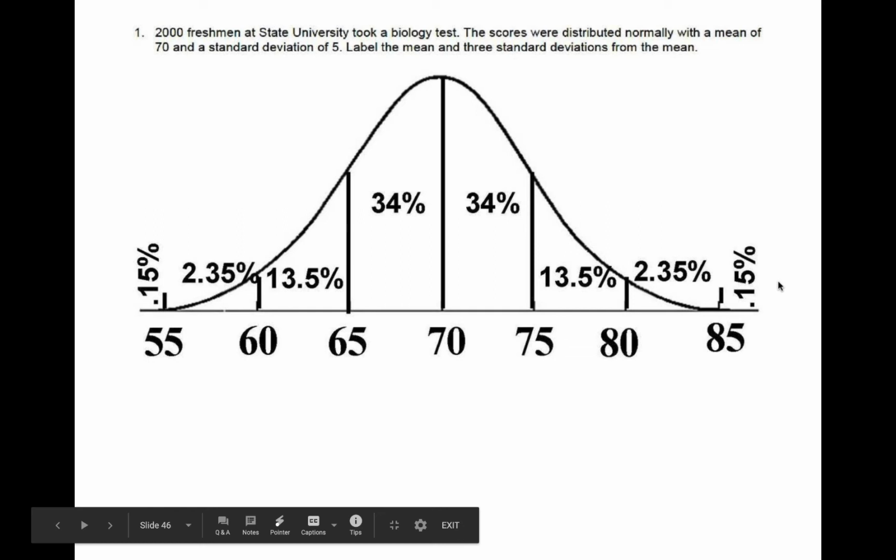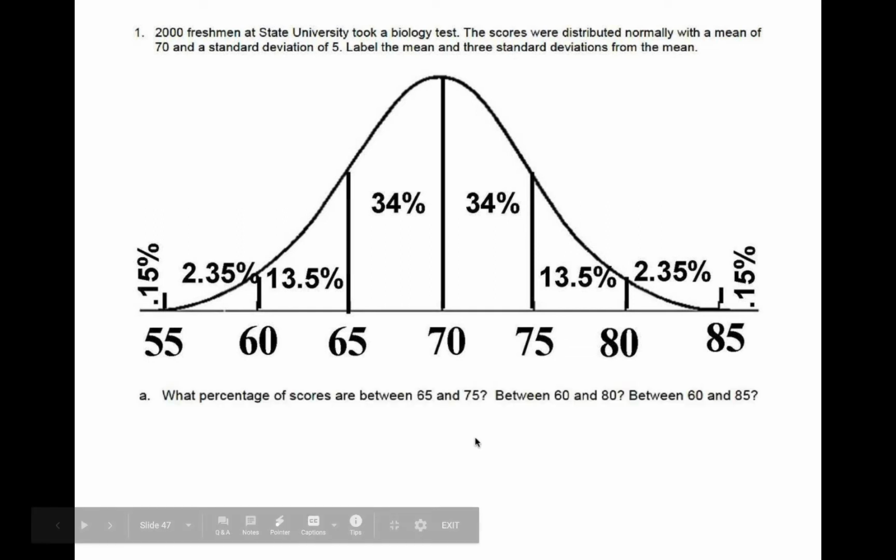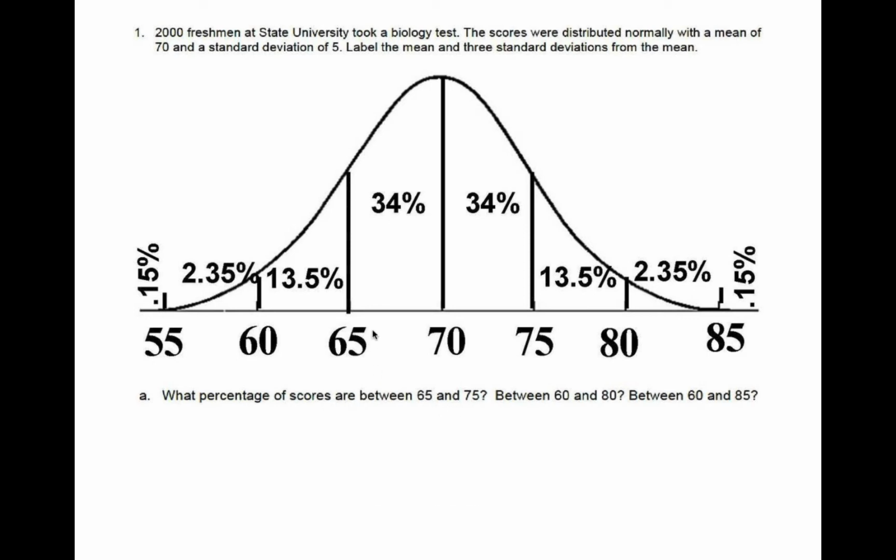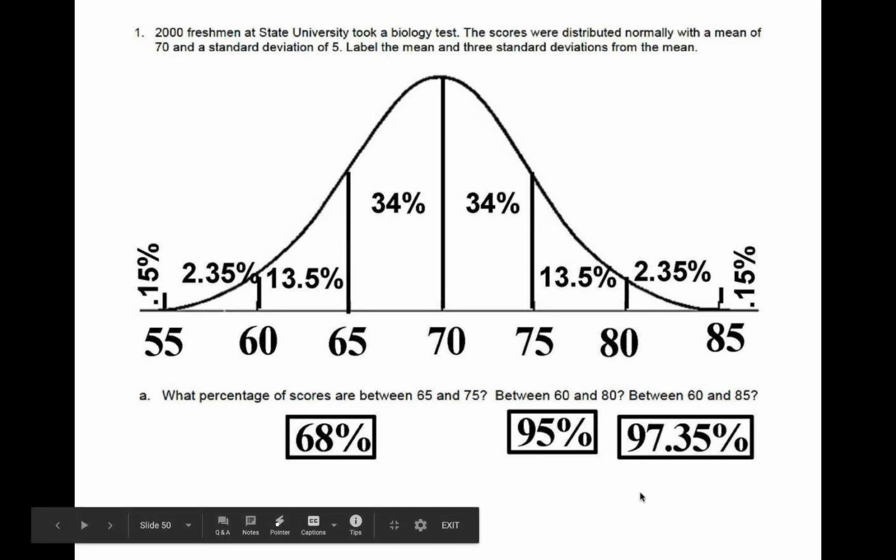You don't have to memorize that, but you do need to write it in your picture so you can answer the question. So it says, what percentage of scores are between 65 and 75? So between 65 and 75, that's 1 standard deviation above and below the mean, so it'd be 68%. Between 60 and 80, notice that's 2 standard deviations, so that's 95%. And then we have from 60 all the way to 85. So notice that was 95% plus another 2.35%, giving us 97.35%.